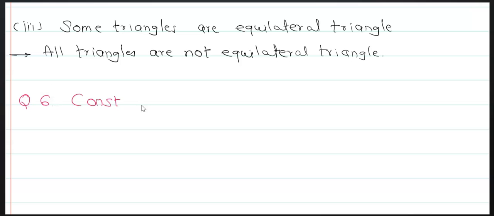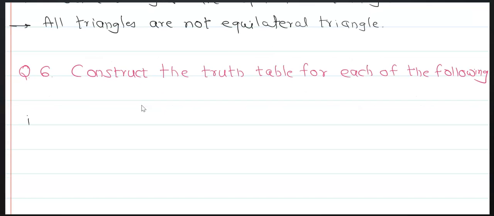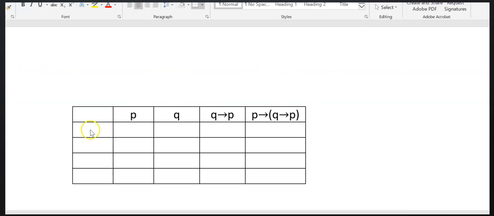Start with question number 6. Construct a truth table for each of the following. That is P implies (Q implies P).